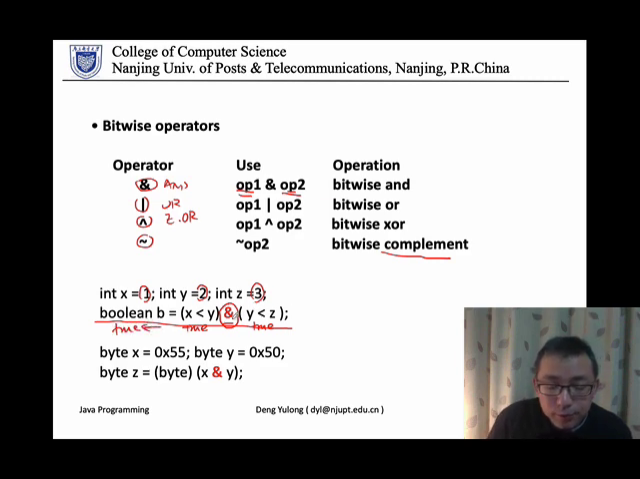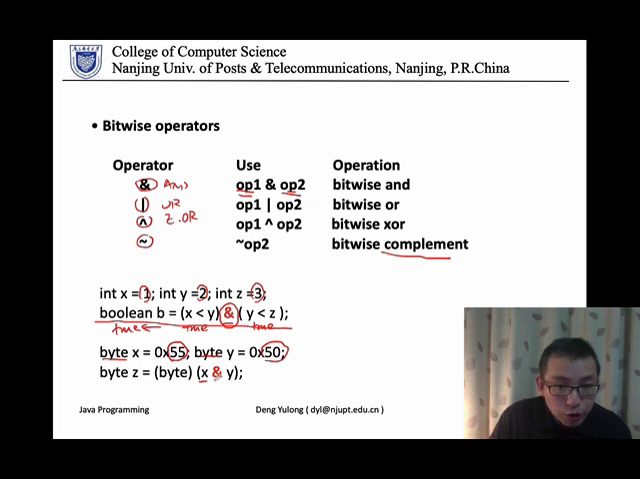This is the operand. Now it worked as the operation operators. Now it worked as conditional operators. Okay. And next, we have two numbers, two numbers with byte type. They're primitive byte. So x, we write it as hexadecimal 55, and y as hexadecimal 50.